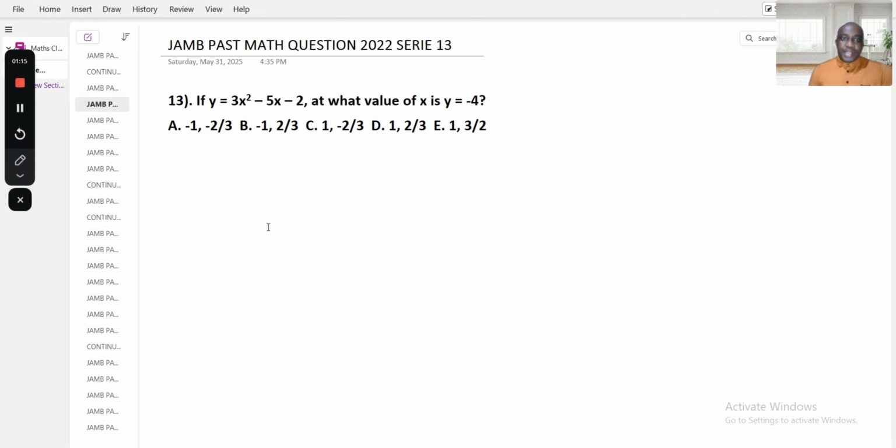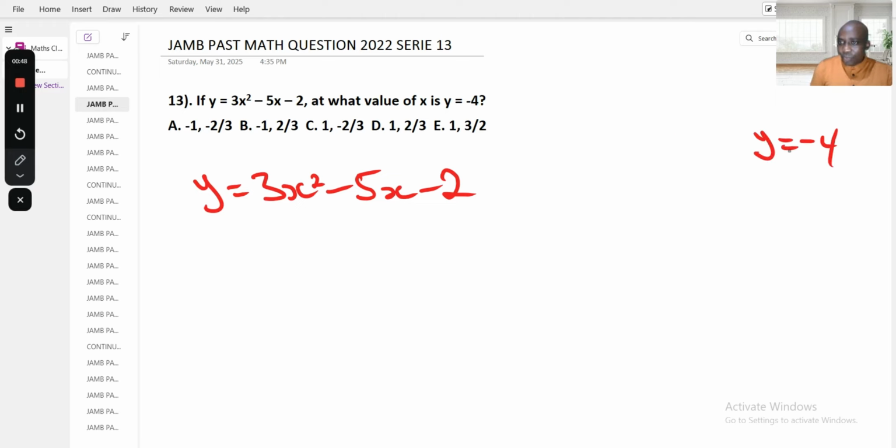Number 13. If y is equal to 3s squared minus 5s minus 2, at what value of s is y minus 4? Let me write it out. y is equal to 3s squared minus 5s minus 2. Now, if y is minus 4, what is our equation going to be? If y equals minus 4, we will replace y with minus 4: minus 4 equals 3s squared minus 5s minus 2.